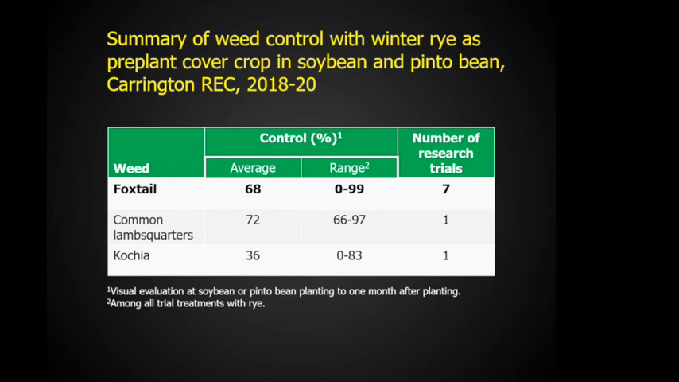So we have most of the data with foxtail and just limited data on common lamb's quarter and kochia. And note that there's a wide range in control, depending on some things which I just mentioned, planting dates as well as the stand of the rye. So we can use this as a complement to other weed management, but using it as a sole source for weed management would be risky.